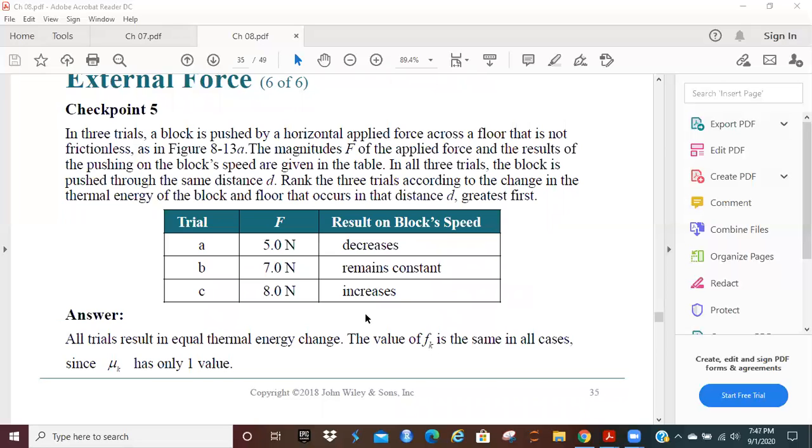In other words, in the first trial, trial A, we've got a force of 5 newtons being applied, and the block speed decreases. If we apply 7 newtons, then it remains constant. If we apply 8, then it increases. In all 3 trials, the block is pushed the same distance. So rank the 3 trials according to the change in the thermal energy of the block and floor that occurs in that distance d, with the greatest first.